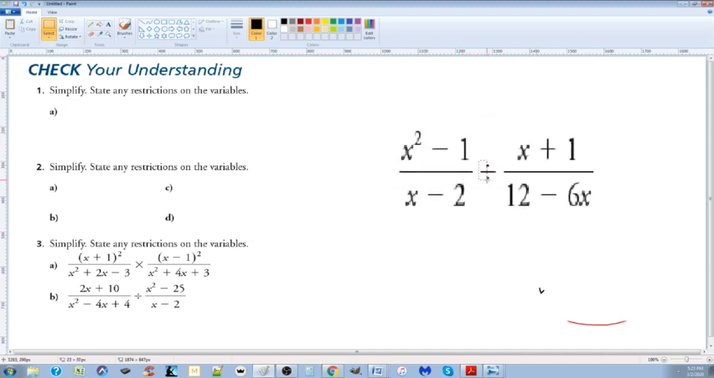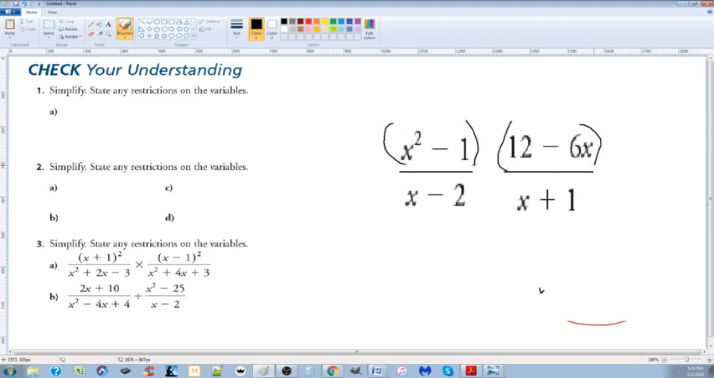So again, we're going to change this to a multiplication. And instead of doing that right now, I'm just going to put this at the top and this at the bottom. And then I'm going to put those in brackets. It helps if you put the original fractions, whatever they were, in brackets. Okay? And now they're just beside each other with a multiplier.